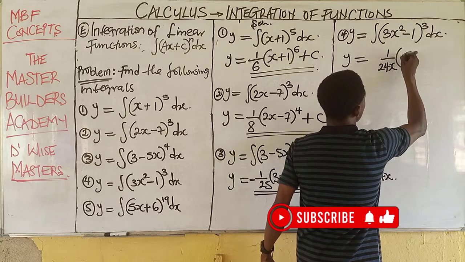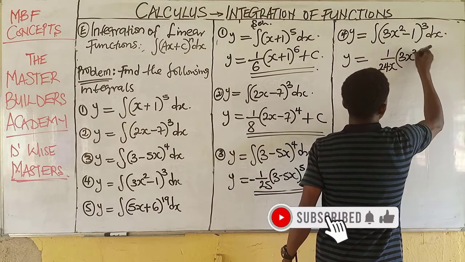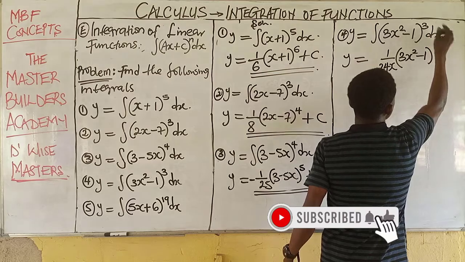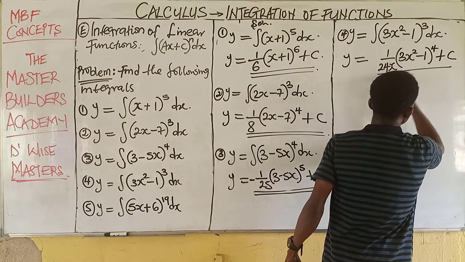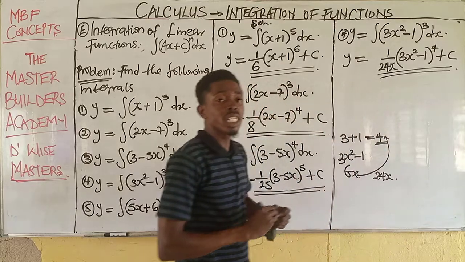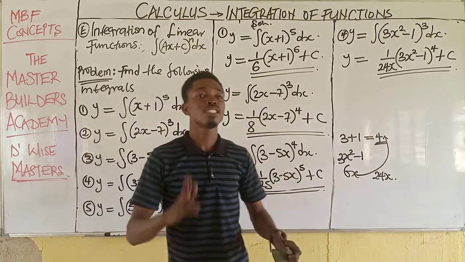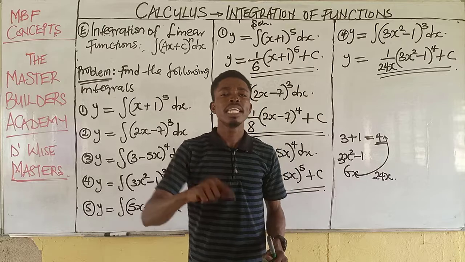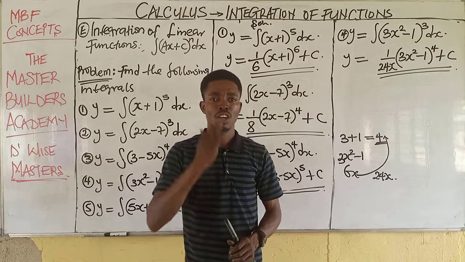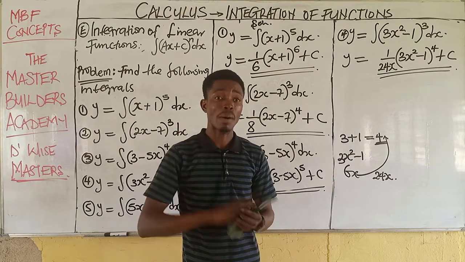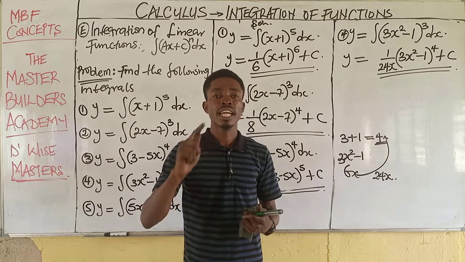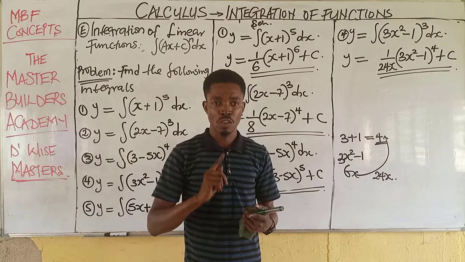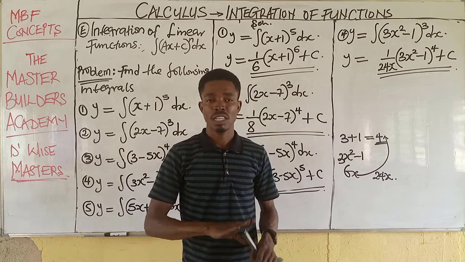Now pull down the given function, 3x squared minus 1. Increase the power by 1, this is 4, plus c. This is the answer to this very question in 2 lines. In 1 line, you have your answer. All you just need to do: understand the power, identify the power, identify the function of x, increase the power by 1, differentiate the function of x, multiply the 2 results. It's as simple as this.